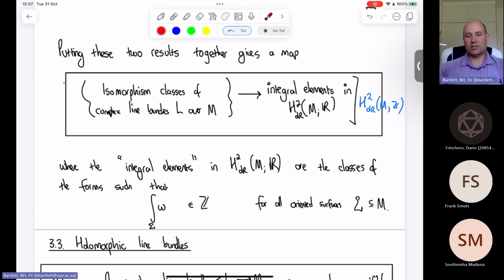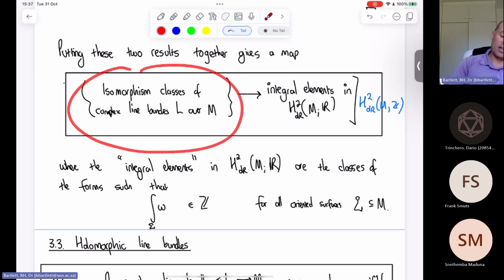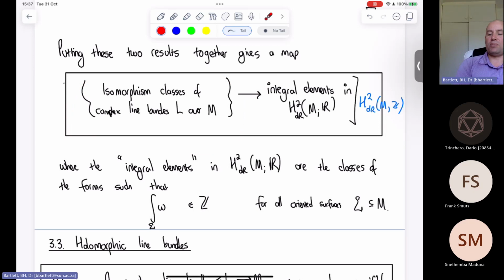Long story. Let's just summarize the first hour and a half of this lecture. It is just to say, given a line bundle, you can extract out a 2-form, and that 2-form will have integral periods. That's the summary.